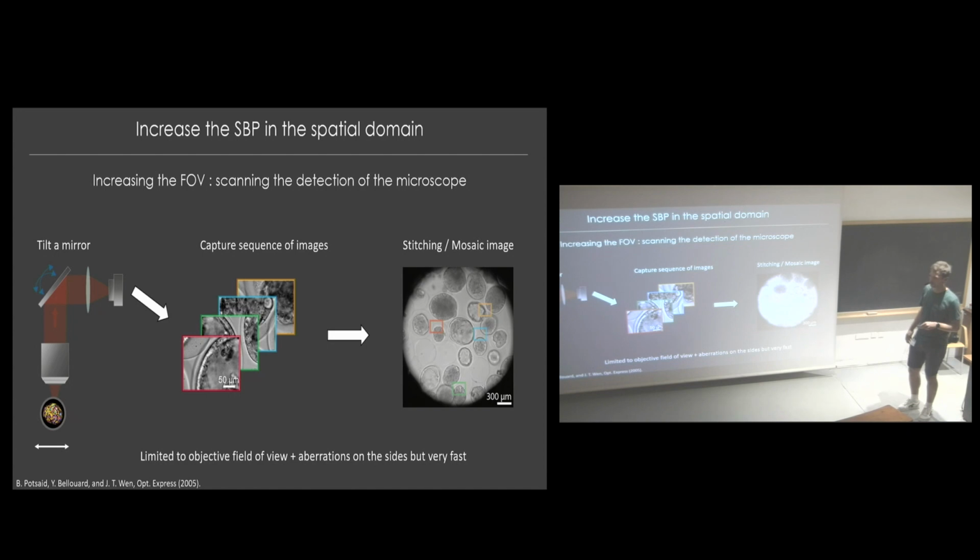So here, you are limited. Before, by moving the sample, you can do this unlimitedly. But here, you are limited to the objective field of view. Basically, you can capture sequentially all the information transmitted by the objective. But you can have some aberration on the side. The advantage is that this technique is very fast, because here you just move a mirror. So in less than 1 second, you can capture this image, while by moving the sample itself, it can take minutes. So at least you are one order of magnitude faster.